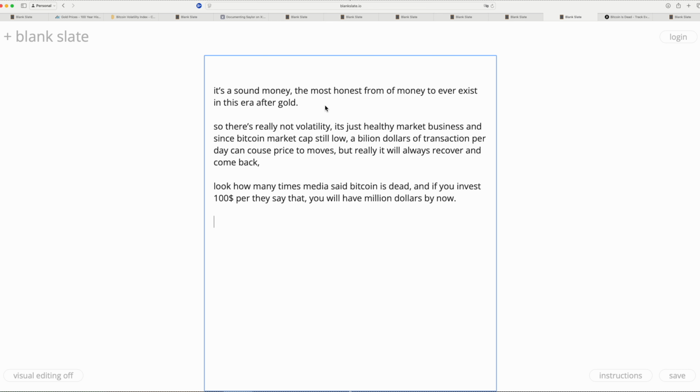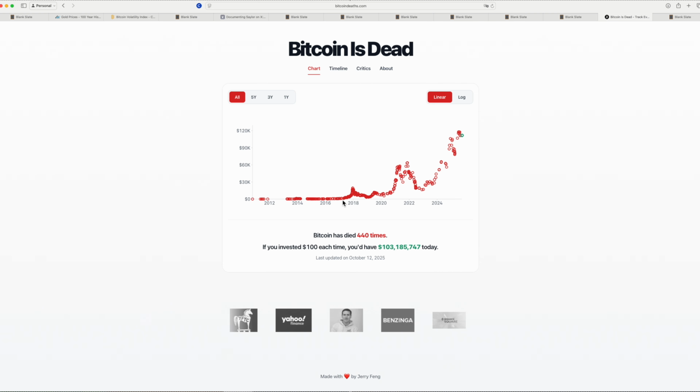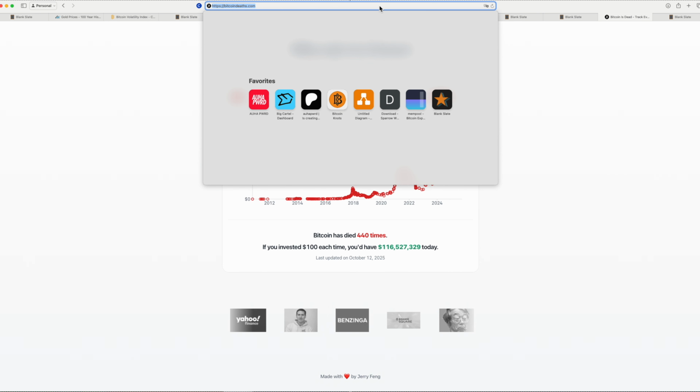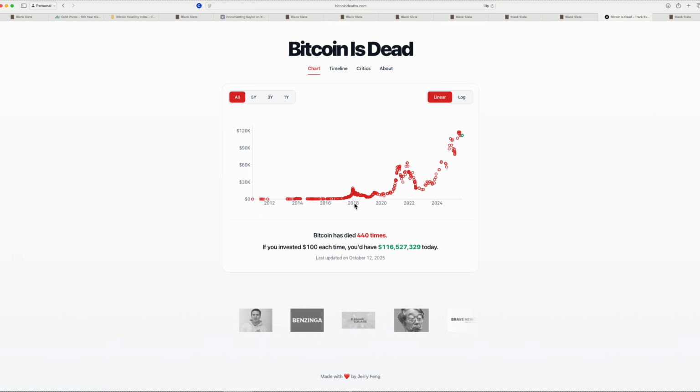Bitcoin is sound money, the most honest money to exist in this era after gold. So there's really no volatility problem, it's just healthy market behavior. And since Bitcoin's market cap is still low, $1 billion of transactions per day can cause the price to move. But really, it will always recover and come back. Look at how many times the media has said Bitcoin is dead. I'm going to show you this. This website is called Bitcoin Deads. It's just tracking how many times the media has said that Bitcoin is dead. But eventually, it always comes back again and again and again.